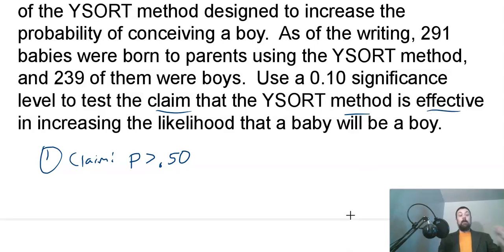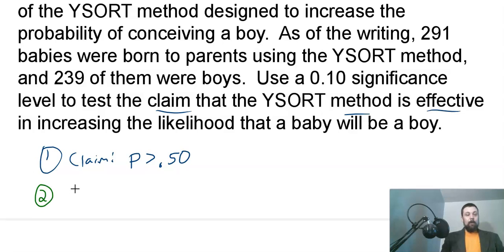It doesn't say test the claim that the proportion is greater than 50%. We have to infer that from the wording that's provided. So I kind of warned you about it earlier in the video, and I didn't realize, because this is really the first time I'm going through this material, that one of the problems would actually illustrate that thing that I was talking about.